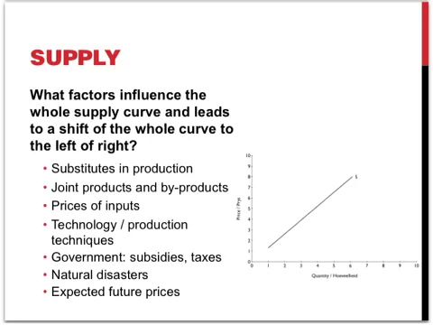New technology or improvements in production techniques also have an influence on the supply curve. This typically lowers the cost of production and results in an expansion of the supply of a particular product. It causes the whole supply curve to move to the right, and more of the product will be supplied at every price. In addition, the government can also have an influence on the supply curve through subsidies and taxes.